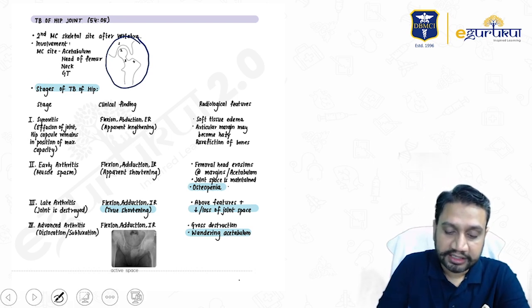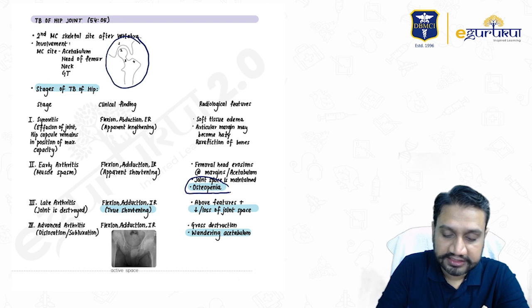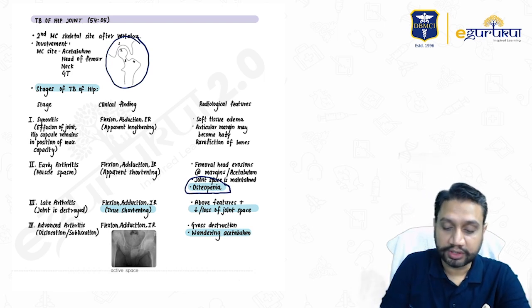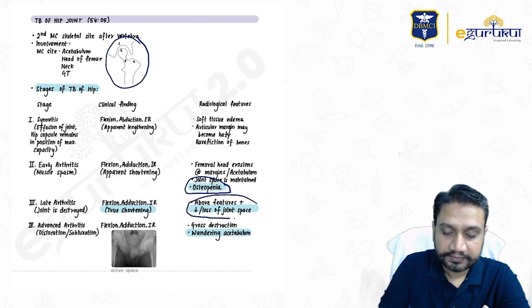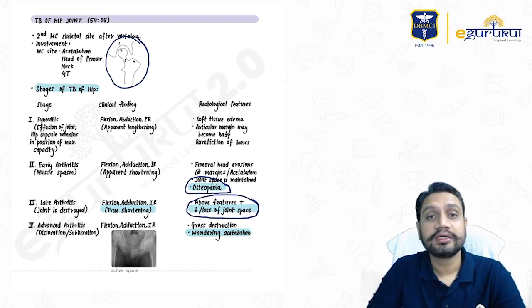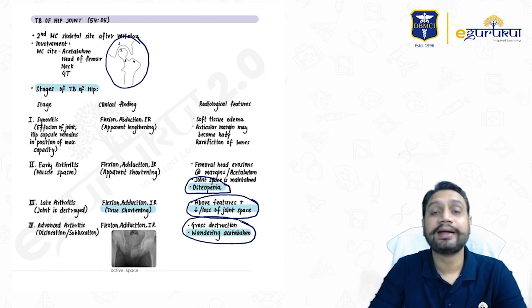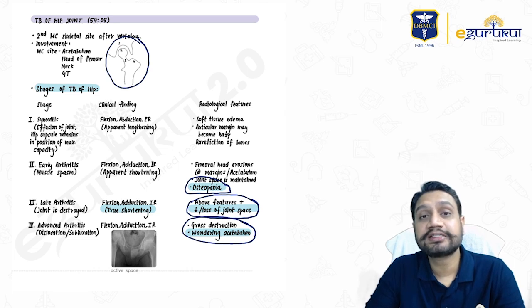Second important thing, the first radiological sign will be seen in stage number 2, that is osteopenia. Real length shortening, the true length shortening, will be seen in stage 3. There is a decrease in the joint space. And wandering acetabulum is a feature of stage number 4, that is advanced arthritis, or when it is in the stage of complications.